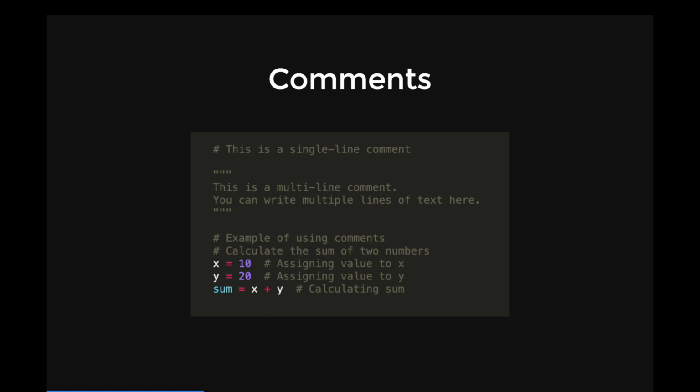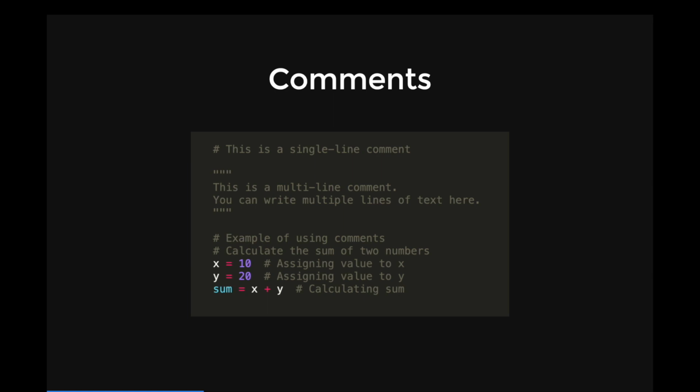Here is an example where you can give the hashtag or a pound sign and say this is a single line comment. You can have a multi-line comment where you can use the triple quotes above, and you can just write your multiple lines below it, and to close it you give the quotes 3 times below it.